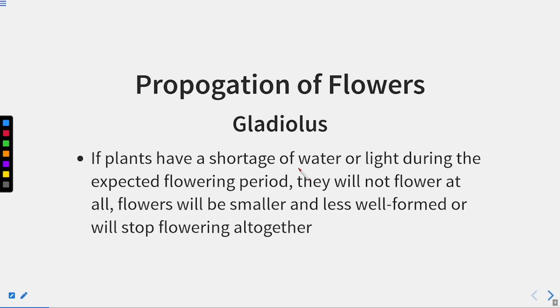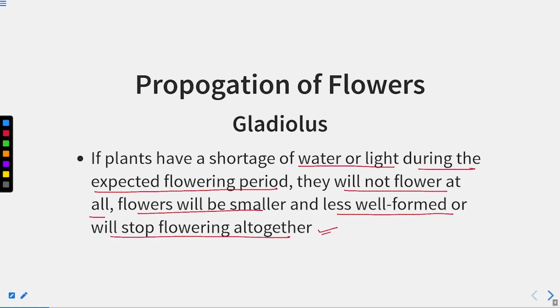If plants have a shortage of water or light during the expected flowering period, they will not flower at all, or the flowers will be smaller and less well formed, or will stop flowering altogether. This is a very, very important point for the growing of gladiolus: if the plant has a shortage of water and light duration, then the plant will not have a good flower, right? Either the flower will not occur, or if it does occur, then the flower will be quite smaller than the normal or healthy plant flower.